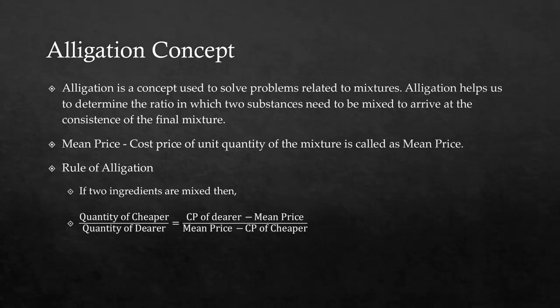The rule of alligation says if two ingredients are mixed, then quantity of cheaper upon quantity of the dearer is equal to cost price of dearer minus mean price, whole divided by mean price minus cost price of cheaper. As of now, just remember this formula. Whenever we will be solving the problem, you will be able to relate what this formula is all about.